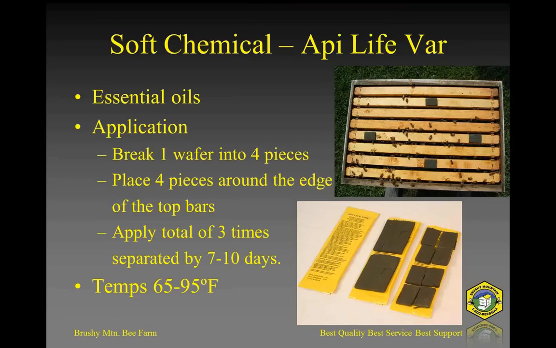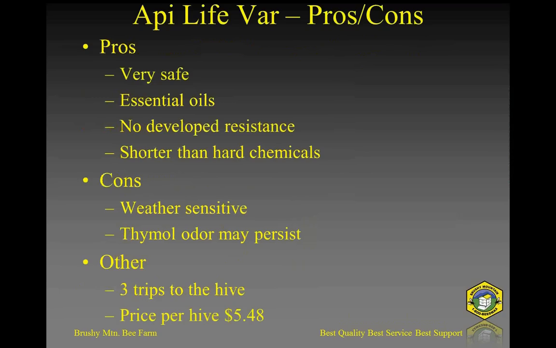Next, another soft chemical, the Apilife Var. This is an essential oil-based product, so it's got things like thymol, eucalyptol, camphor oil, menthol, and some others, but it's all essential oils. You apply it by taking one of these wafers, and there's 2 in a pack, so you take just one of them and you break them into 4 pieces and you put them around the top bars of the hive, and you have to do this 3 times separated by 7 to 10 days. And again, it's temperature sensitive, so 65 to 95 degrees is the temperature range in which this product can be used.